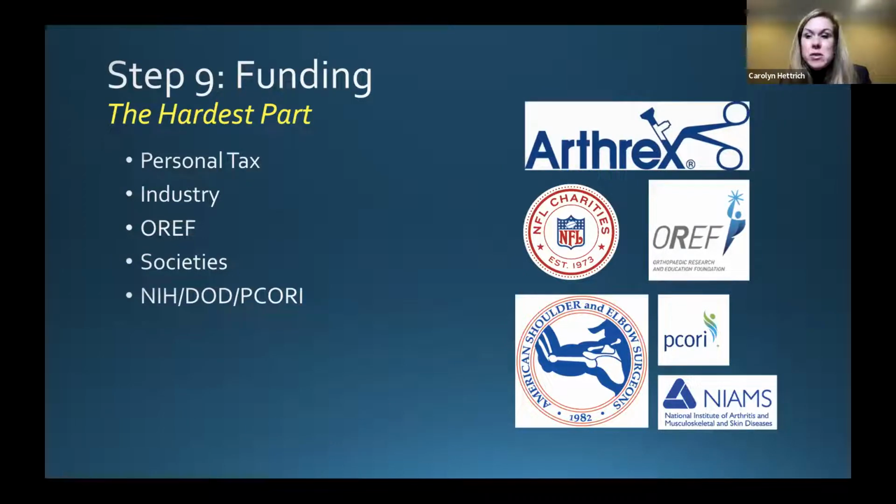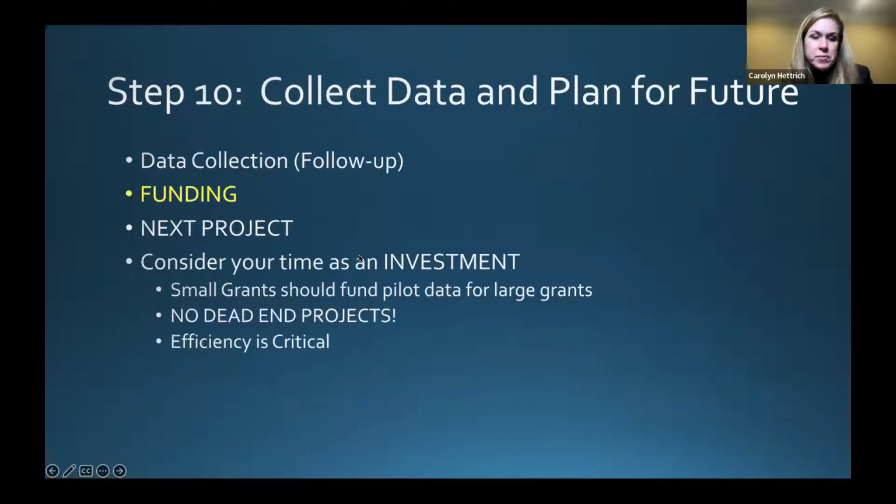Next, you get to funding. So how are you going to pay to do all this great research? And this is the most difficult part. And this is the part that I've struggled with the most. Things that you can do to get going is you can do a personal tax. And that's what they did at Vanderbilt. You can try to get some industry funding. You can apply for grants for ORAF, which we were successful with. Try to get society money. And then, the Holy Grail is trying to get NIH, DOD, or PCORI funding, because it's larger dollars, but that's very tough to do.